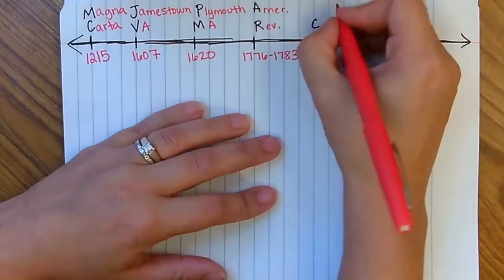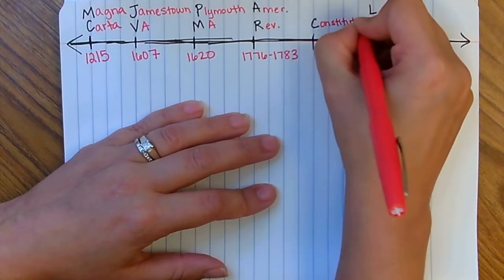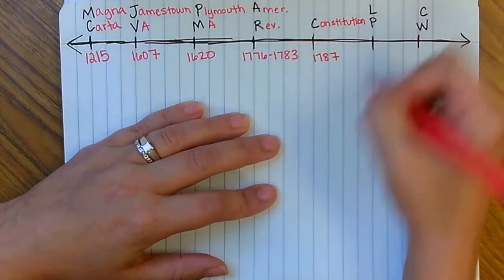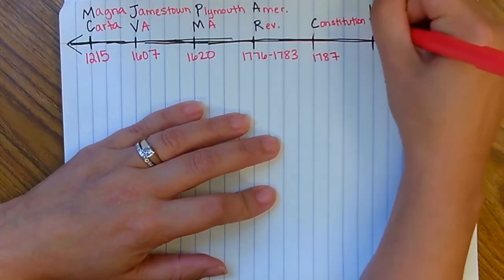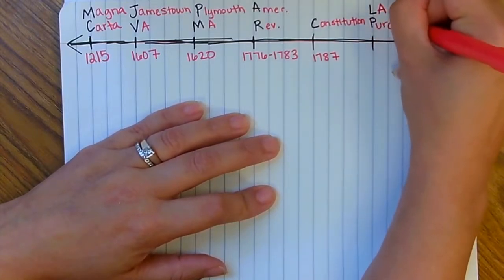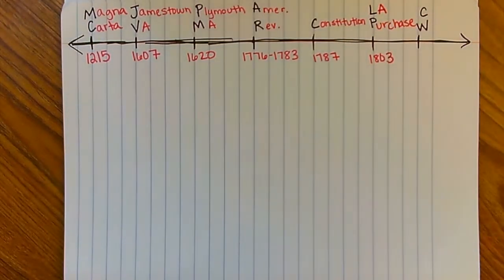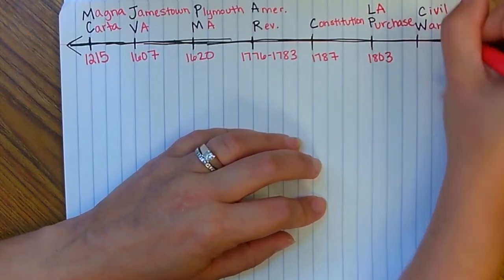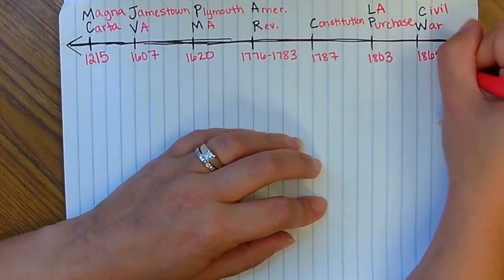The C is going to be the Constitution, our framework of government that is written in 1787. LP, we learned about this last year. We know it. We remember it. It doubles the size of the United States. The Louisiana Purchase happens in 1803. And then CW is none other than Civil War. It's going to start in 1861 and it ends in 1865 right there.